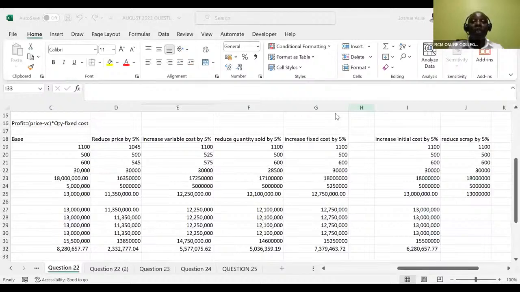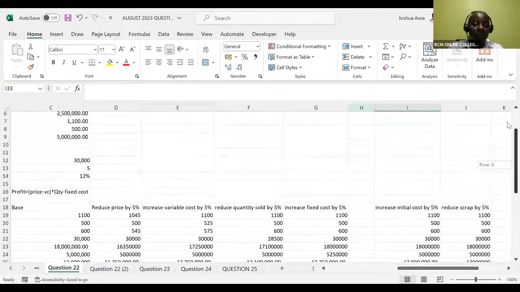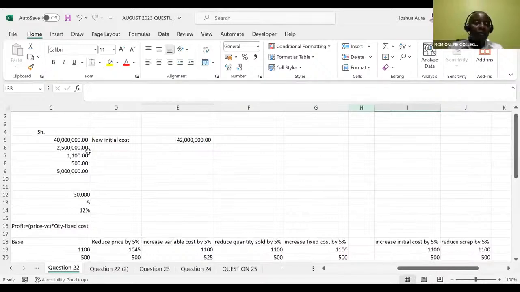Thank you very much. So now we are reducing scrap. You don't have scrap value among these. Simply go to where you are able to see scrap value. This is the one. Just give me the new scrap value.